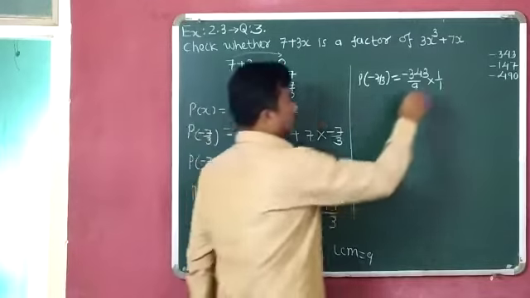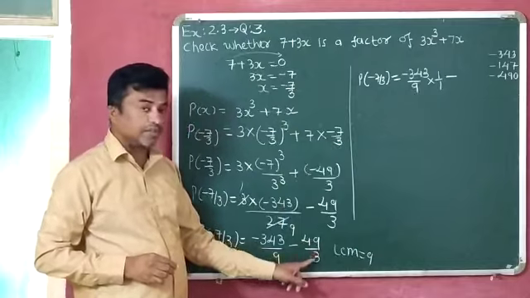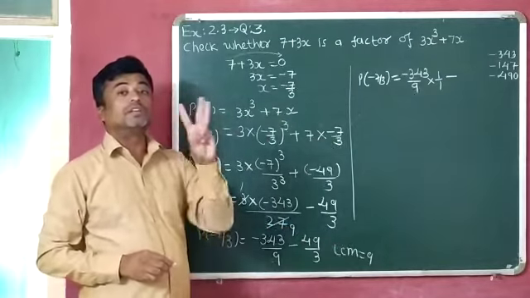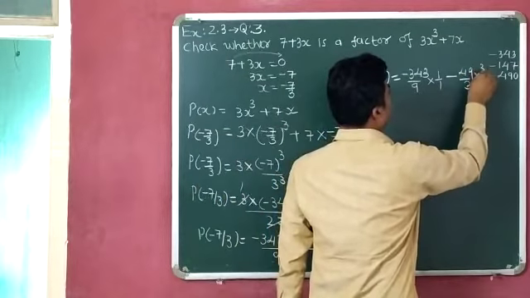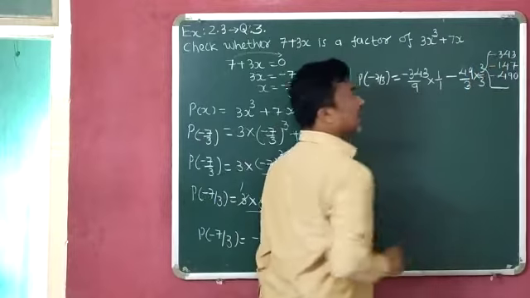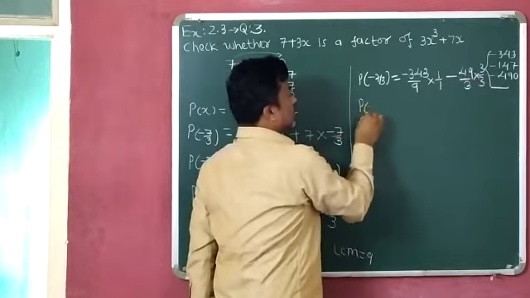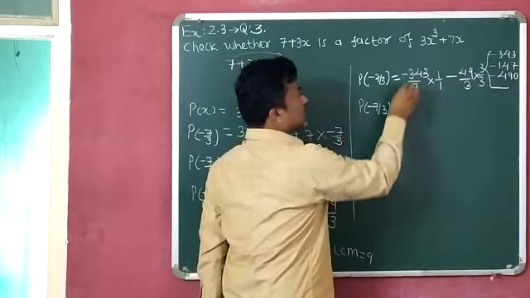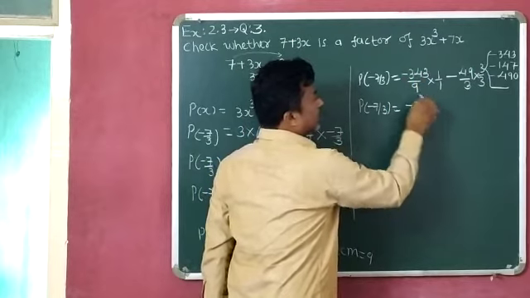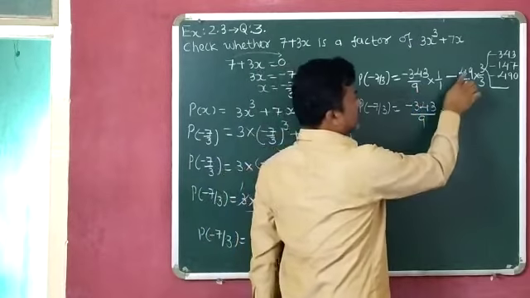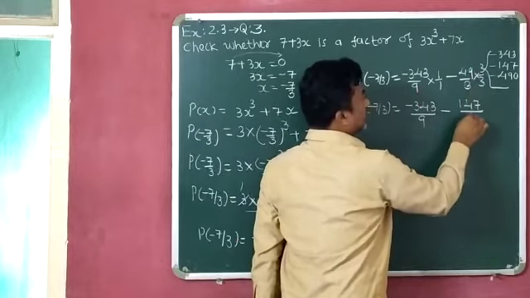Then minus, then minus 49 by 3. Which digit we have to multiply by 3 so that our LCM 9 will come? 3 threes are 9. So minus 49 by 3 we can multiply with 3 upside and downside. So see children, p(minus 7 by 3) is equal to minus 343 multiply 1 divided by 9 times 1, then minus 49 multiply 3, its answer is 147, divided by 3 threes are 9.